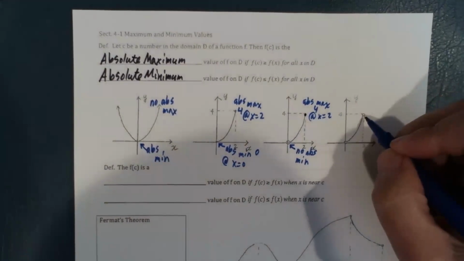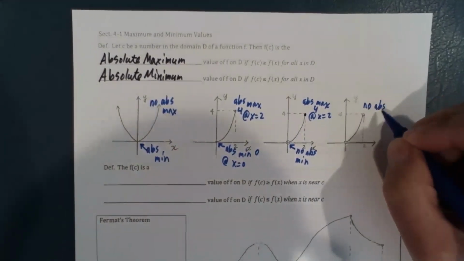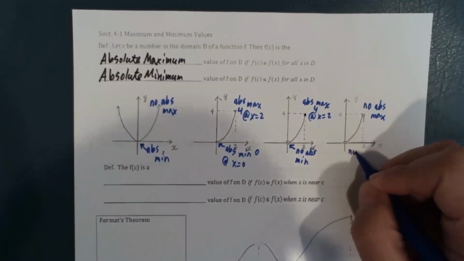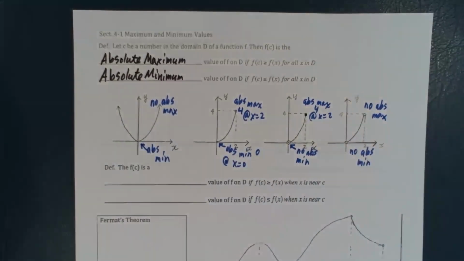And for this last one, we have open circles, there's no absolute maximum, and there is no absolute minimum, because we have open circles on both ends. All right, so let us continue on.